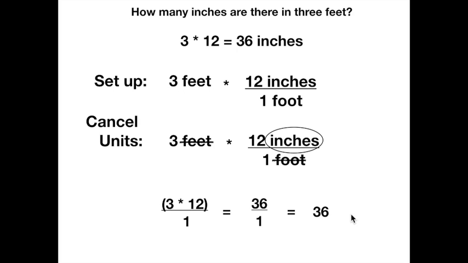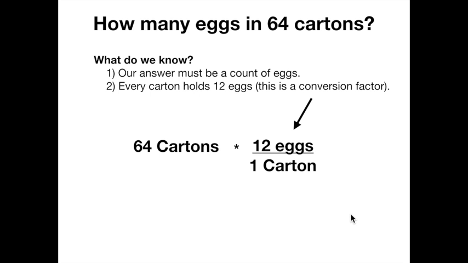We're going to do another simple example just to see that again. Repetition leads to mastery. So how many eggs in 64 cartons? So what do we know? We know that our answer must be a count of eggs, because that's what it's asking us. How many eggs? And then every carton holds 12 eggs. So this serves as a conversion factor. So 64 cartons, we're setting it up for dimensional analysis like we did in the previous example, times 12 eggs per 1 carton. All right.